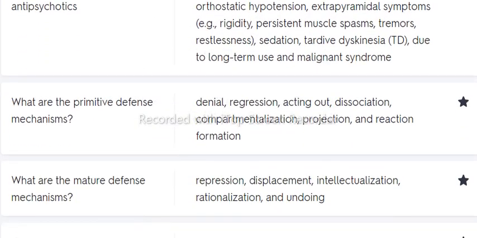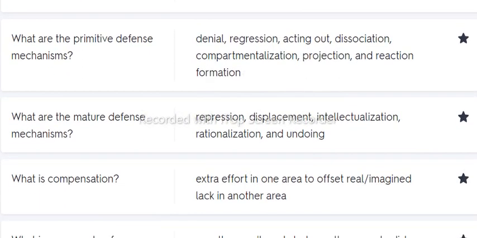What are the primitive defense mechanisms? Denial, regression, acting out, dissociation, compartmentalization, projection, and reaction formation. What are the mature defense mechanisms? Repression, displacement, intellectualization, rationalization, and undoing.